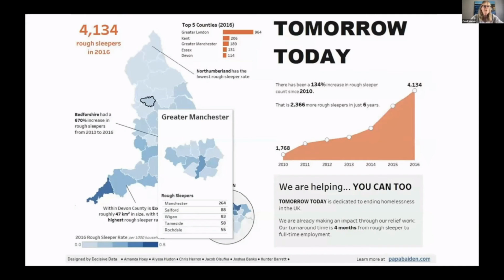So this is another one by Decisive Data that's focusing on homelessness. They just picked out pieces of the data and visualized it and definitely made a very good, very impactful visualization to represent what they were seeing.